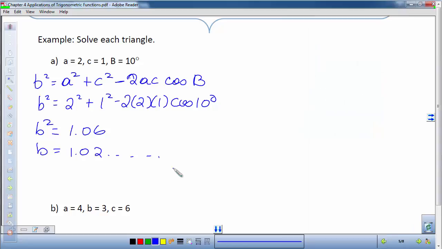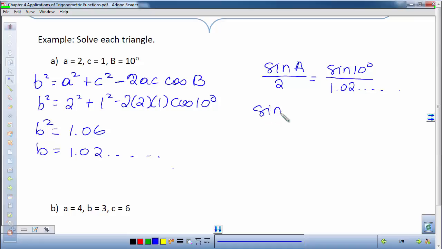So I'm going to do sine A over side A, which was 2, is equal to sine of 10 degrees, that's my angle B, over 1.02 dot dot dot. So sine A equals 2 times sine of 10 degrees over 1.02.